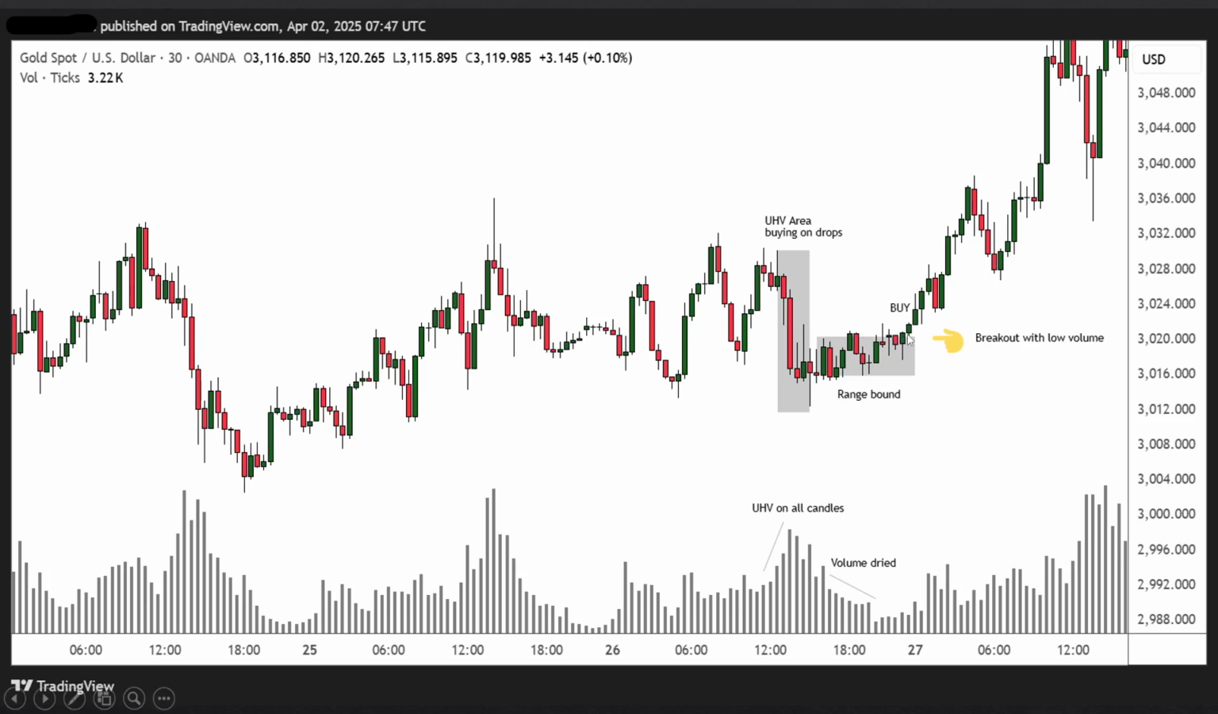Now wait for a low volume breakout of this range. Whenever the market comes out of this range with normal low volume, just buy there, place the stop loss below this range-bound situation, and expect 1:2, 1:3 very easily.